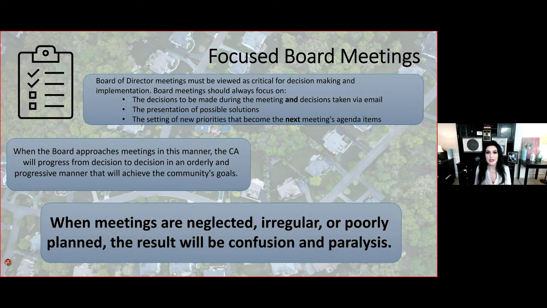Thankfully, the Georgia Secretary of State has acknowledged virtual meetings, or I should say virtual operations, as a means of conducting association business. So you're going to notice that under board meetings, the only things that are truly required are going to be the decisions made during the meeting and possibly any email decisions that were made before the meeting has taken place. And we'll talk about how to ratify board meeting minutes in future months so that you can adopt those email votes that were taken throughout the month.